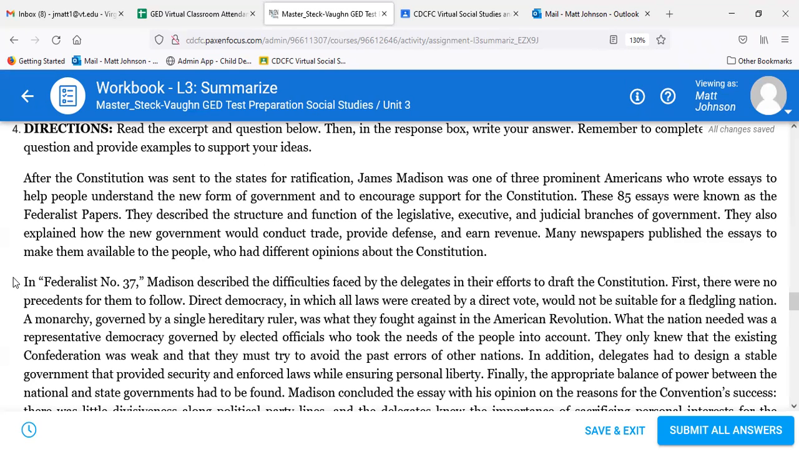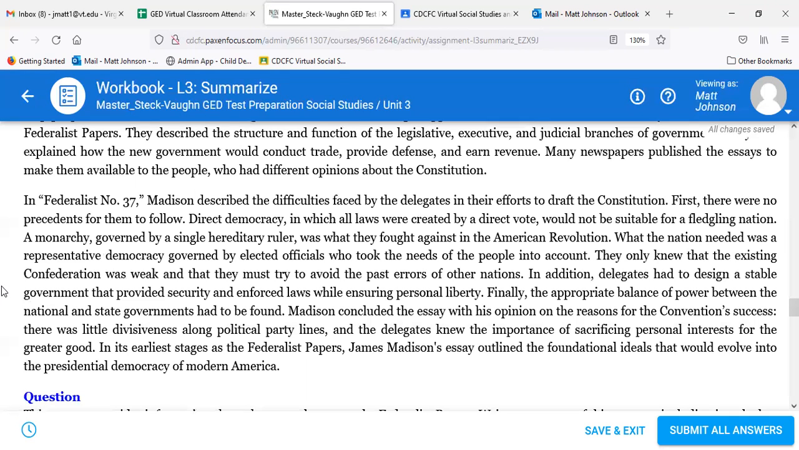So the idea here is that Madison is talking about the difficulties in creating a new government and the benefits of a representative democracy. What else should we put in here? I'm going to show how it ensures personal liberties. The individual liberties, is that what you said? It shows how it ensures personal liberties. Okay, so ensuring personal liberties was part of it.